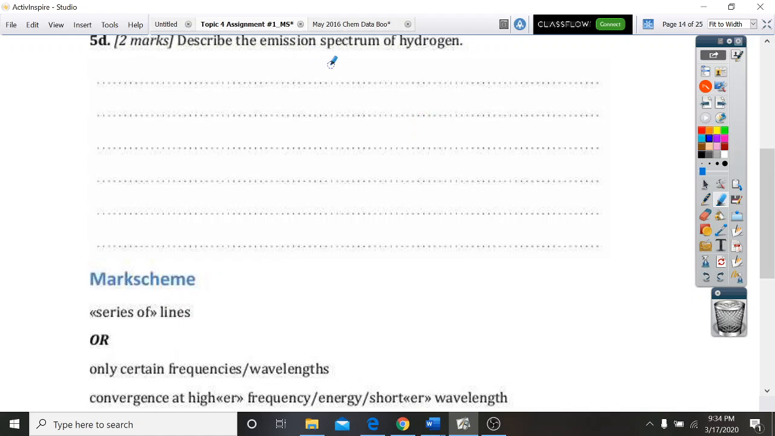This is bringing back topic 2. Remember that an emission spectrum is in reference to the data we receive when we look at the atomic emission spectra of an element. So this would, for instance, be a data sheet that I receive from a spectroscope, and then I get something like this.